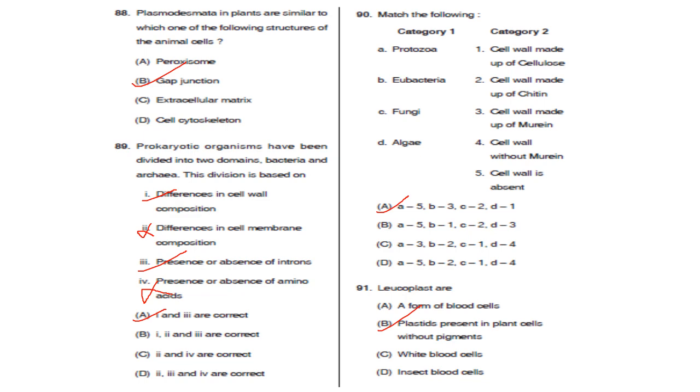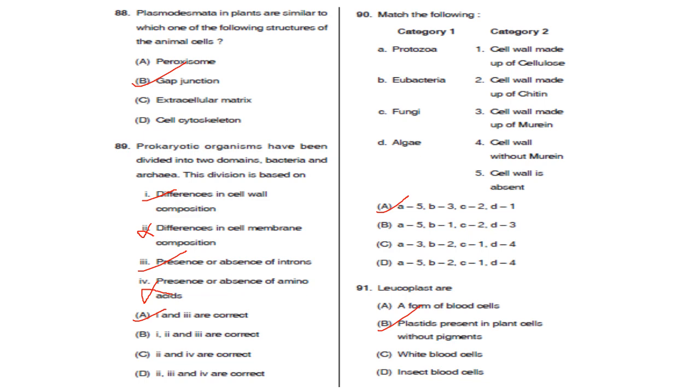Then next one. Prokaryotic organisms have been divided into 2 domains, bacteria and archaea. The division is based on. So it is difference in cell wall composition, yes. Differences in cell membrane composition, no. Presence or absence of introns, yes. And presence and absence of amino acids, no. So the answer here is 1 and 3 are correct. So answer is option A.